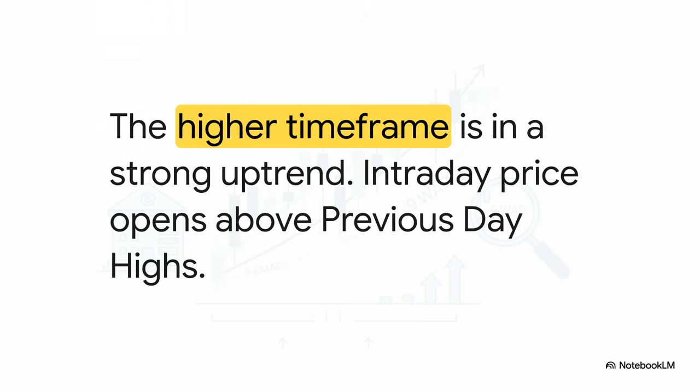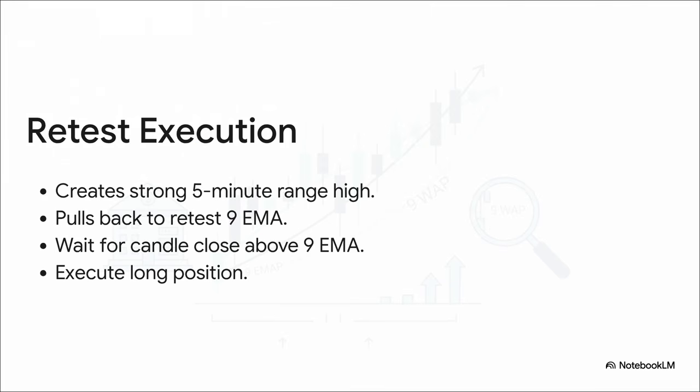The daily chart for Qualcomm shows a really strong uptrend. Intraday, the stock opens incredibly strong, pushing right up past the previous day highs. So, our intraday bias is perfectly aligned with the daily bullish trend. We are exclusively looking for longs. Off the open, Qualcomm surges and sets a clear 5-minute range high. But we don't chase it, we wait.